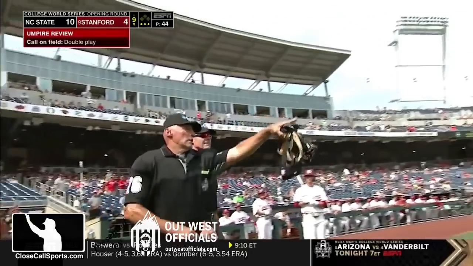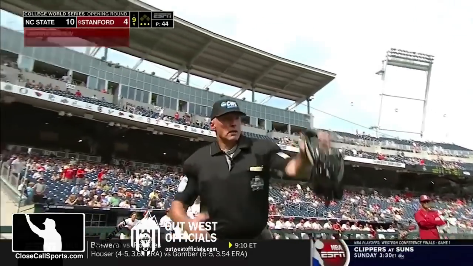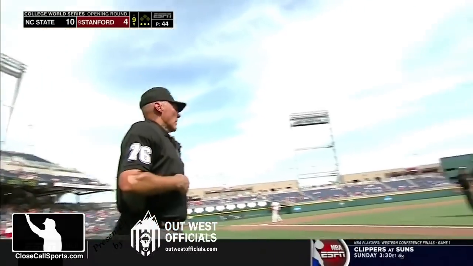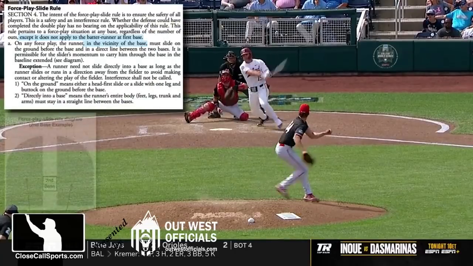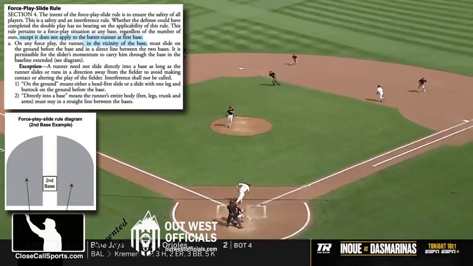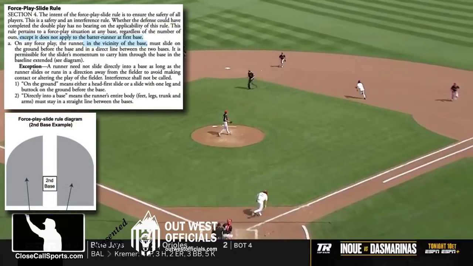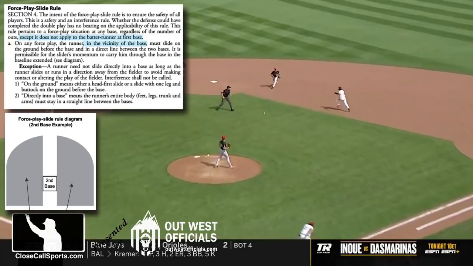Gil at CloseCallSports.com, we were asked about the College World Series NC State-Stanford game-ending double play. What happened? Long story short, this is a forced play slide rule. Too long didn't read: the runner at Stanford is out and could have prevented this by sliding. Here's the more complex explanation.